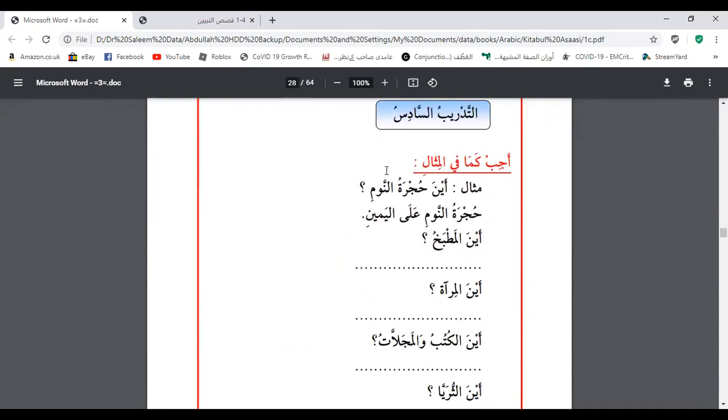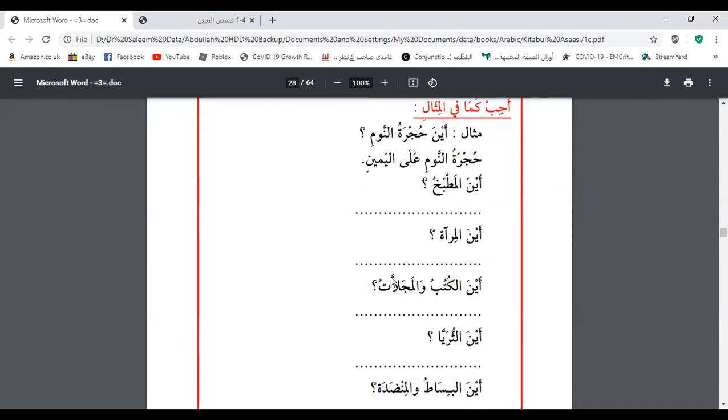Tadribul al sadis. The sixth exercise. Ajib kama fil misal. Answer as in the example. Misal. Aina hujratun naum? Where is the sleeping room? Hujratun naumi ala al-yamin. The bedroom is on the right side. Aina al-matbakh? Al-matbakhu ala al-yasar. On the left side maybe.